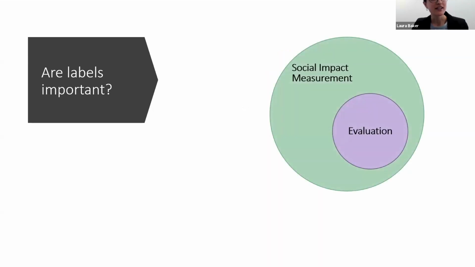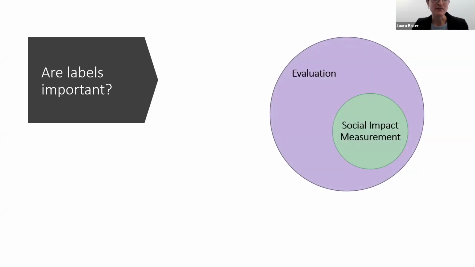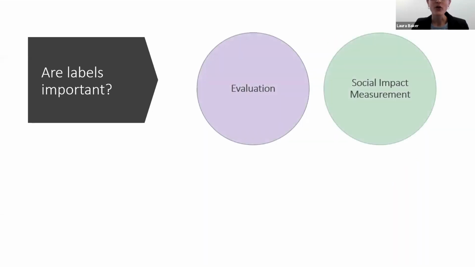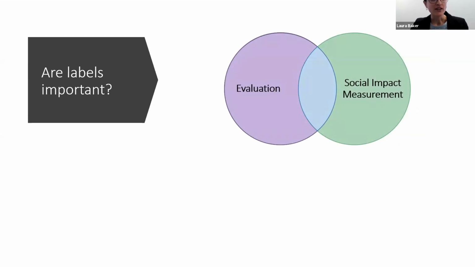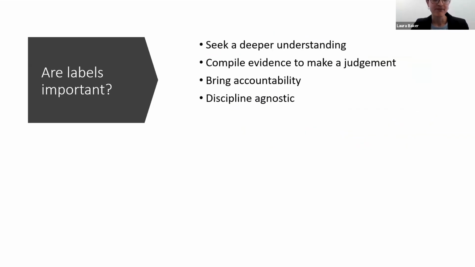So is evaluation a subset of social impact measurement? Is social impact measurement a subset of evaluation? Or are these two completely separate ideas? And if so, what are we doing here today? If we are one, why do we have different names?